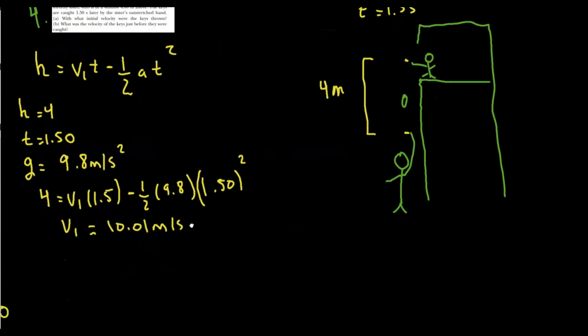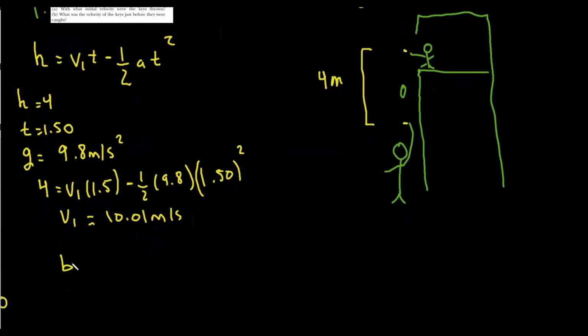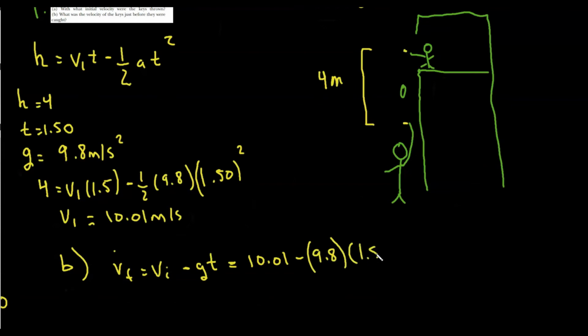So part B says, what was the velocity of the keys just before they were caught? So it's asking for a velocity final, basically. So we know that the equation from your textbook for free falling is velocity final equals v initial minus gravitational acceleration times time. So we have the initial velocity now: 10.01 minus 9.8 times our time, 1.5. So the answer to this question is that the velocity final is negative 4.7 meters per second.